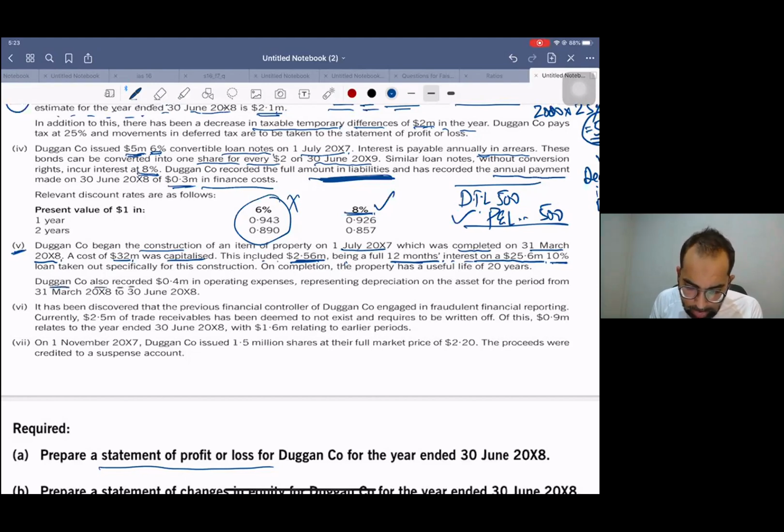Dugan Company also recorded 0.4 million in operating expenses. Don't forget, representing depreciation. See, they are booking depreciation in operating expenses, so we will also adjust depreciation in operating expenses, okay? Because the examiner has told us openly on the asset for the period from 31st March X8 to 30th June X8. Now what's the life? 20 years is the remaining life.